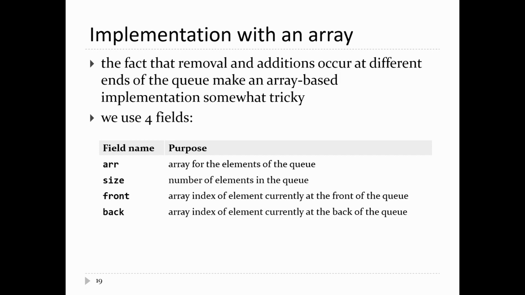Okay, now the fact that removal and additions occur at different ends of the queue makes implementing this with an array tricky. So we want to do the same thing that we did with the stack. With the stack, we started with a list-based implementation, then we went to an array-based implementation, then we went to a linked node-based implementation. So we're going to do the same thing. The problem is when you use an array, things get a little bit tricky. The advantage is when you use an array, you don't have to pay the O-N cost when you remove the element from the front of the queue. So that's nice.